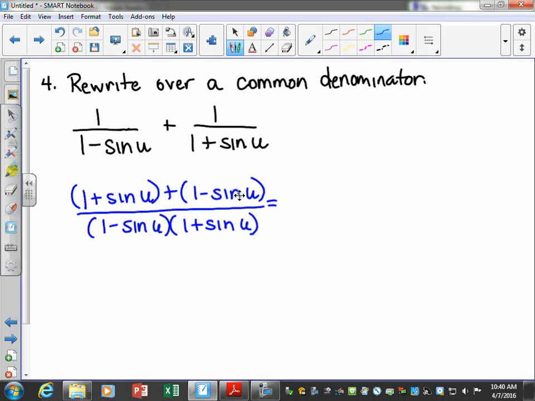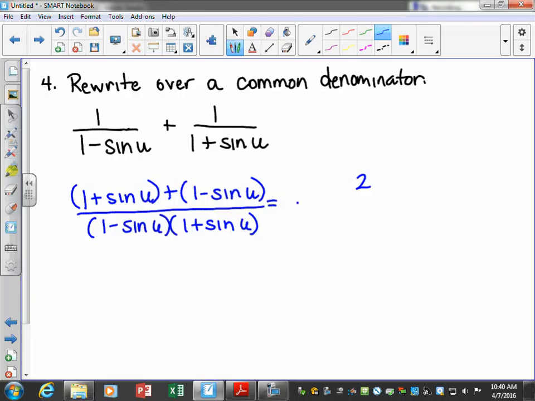Alright, so now we can add like terms. So what's 1 plus 1? Now this is a plus sign in between, so we're not FOILing out here. This is a plus, so just 1 plus 1 would give us 2. Now, positive sine of u minus a sine of u just cancels those terms out. It's like adding like terms.